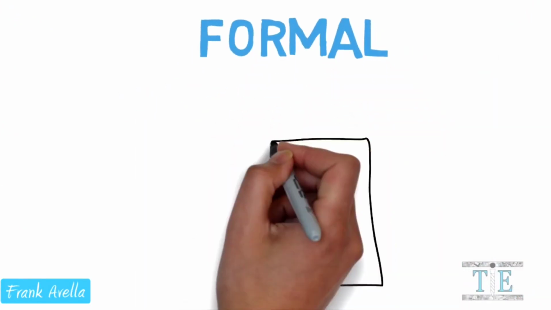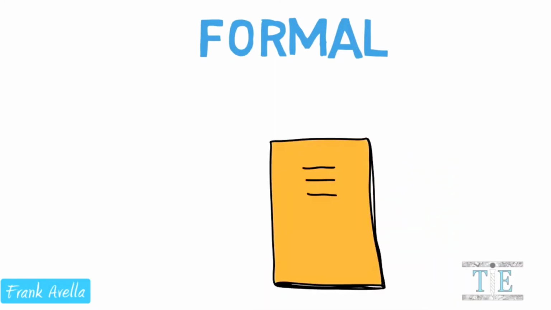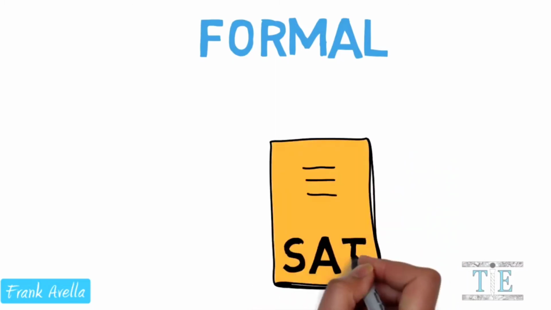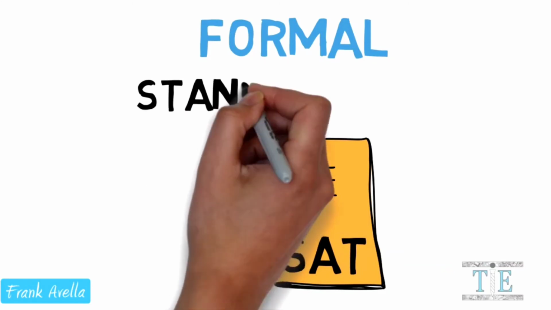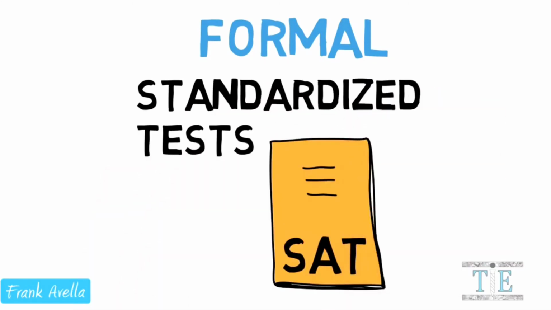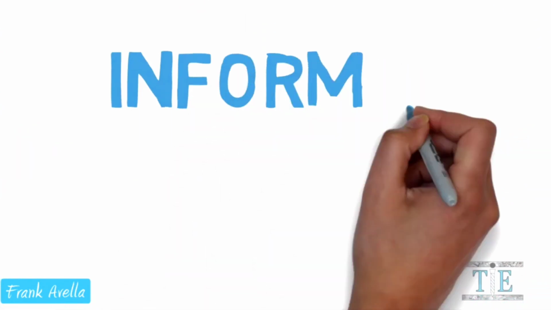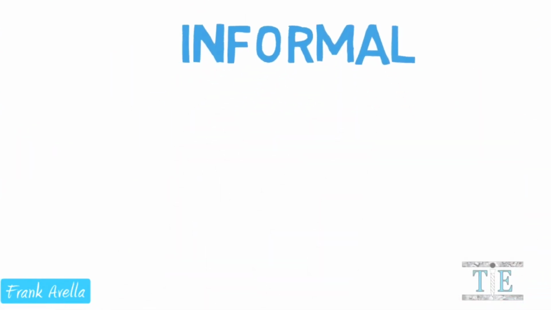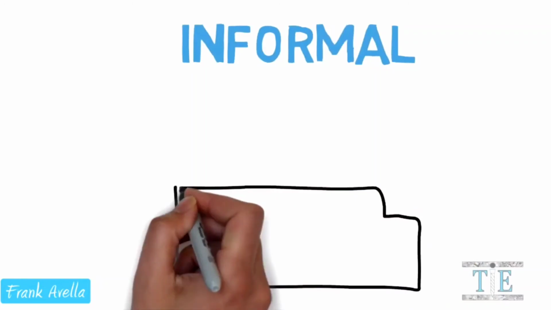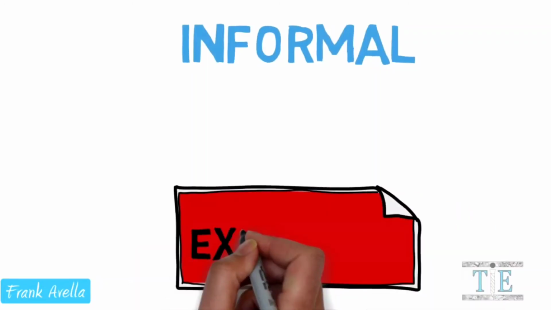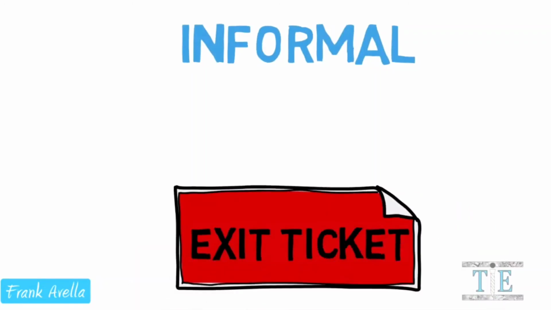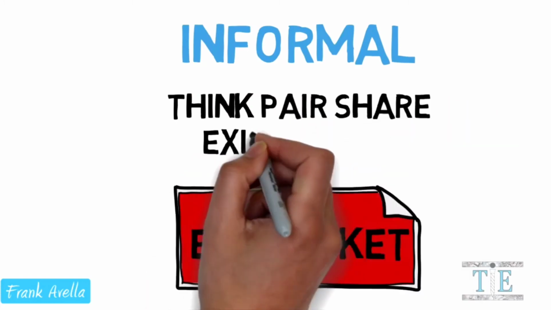Formal assessments, strict and specific testing procedures and rules. One example would be a standardized test such as the SAT. Informal assessments. They are assessments that lack supporting data and use normal classroom testing procedures. An exit ticket would be an example.